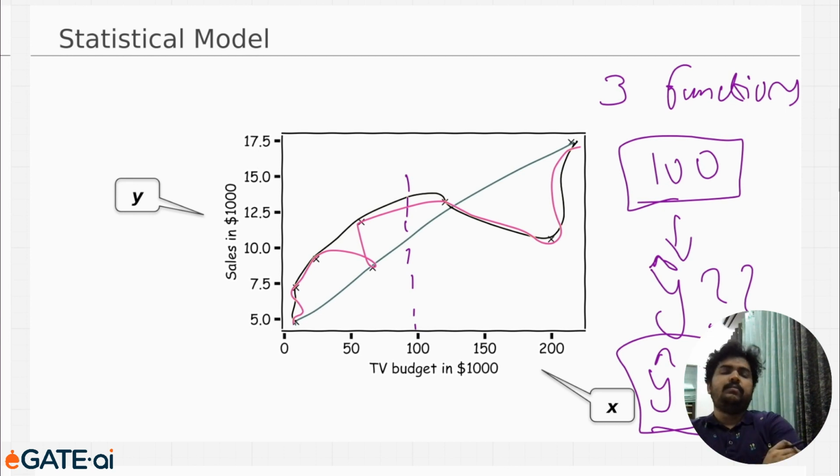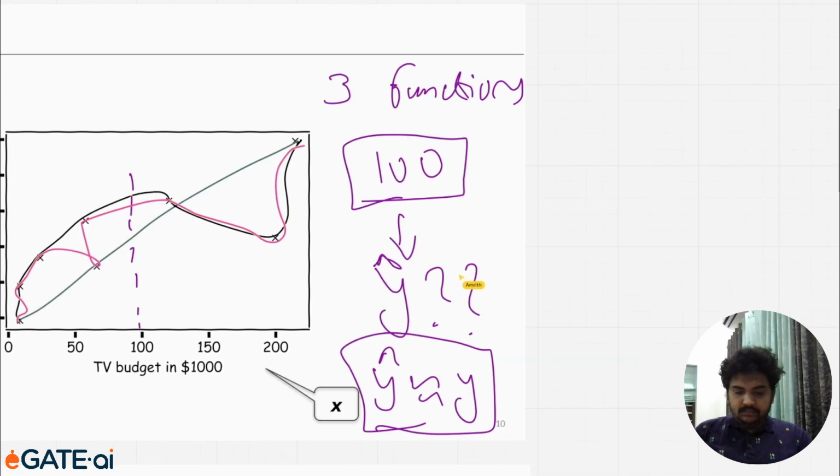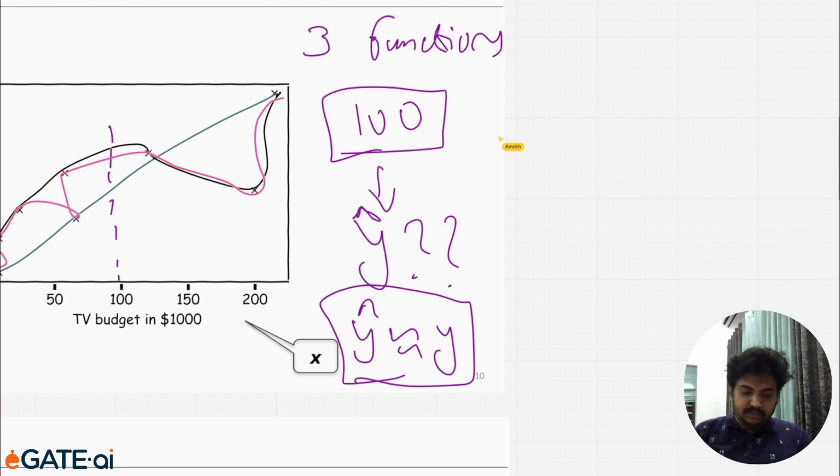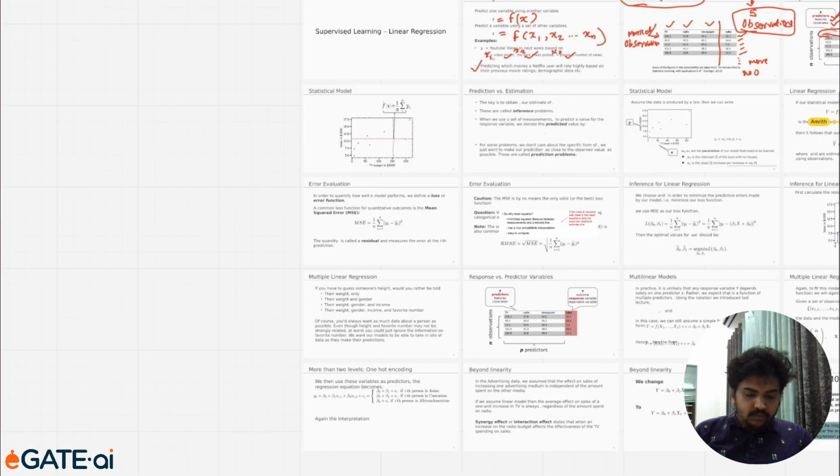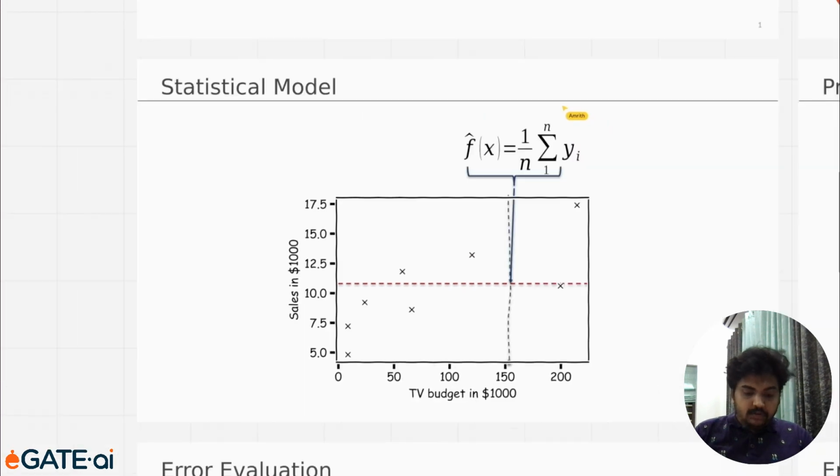So what can be some of these ways where I can approximate this? For instance, what if we take the mean of all the observations?